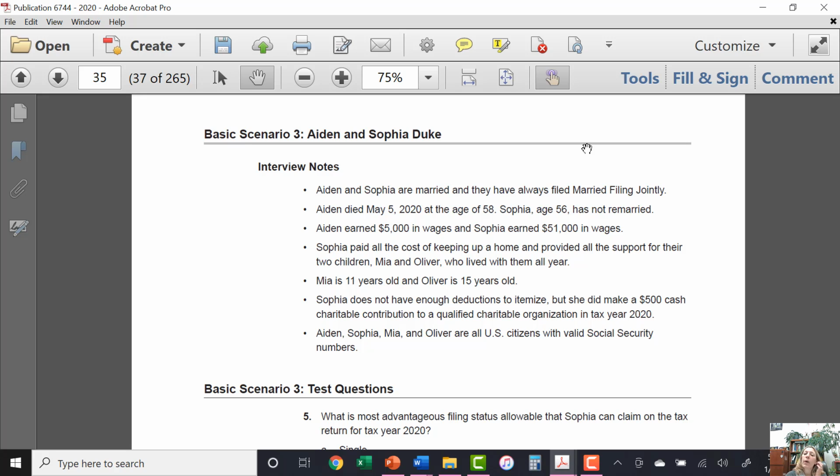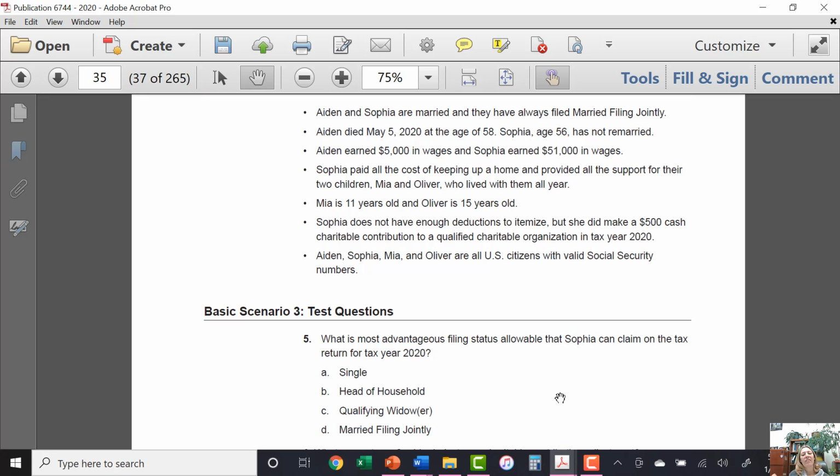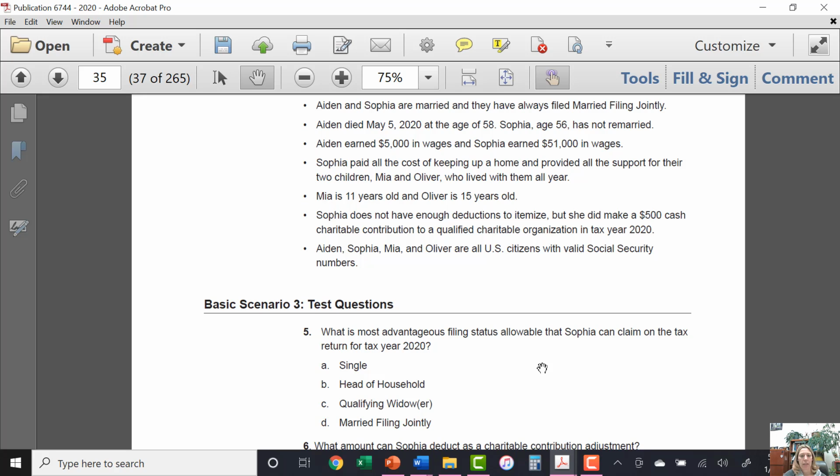They are all U.S. citizens with valid Social Security numbers. So 5 says, what is the most advantageous filing status allowable for Sophia in 2020? Her spouse died in 2020. They've always filed married filing joint. She's going to file married filing joint. Qualifying widow or widower is only in the 2 years after his death. And it looks like as long as she stays unmarried and those kids continue to live with her, she can go ahead and use qualifying widower status for the 2 years after his death.